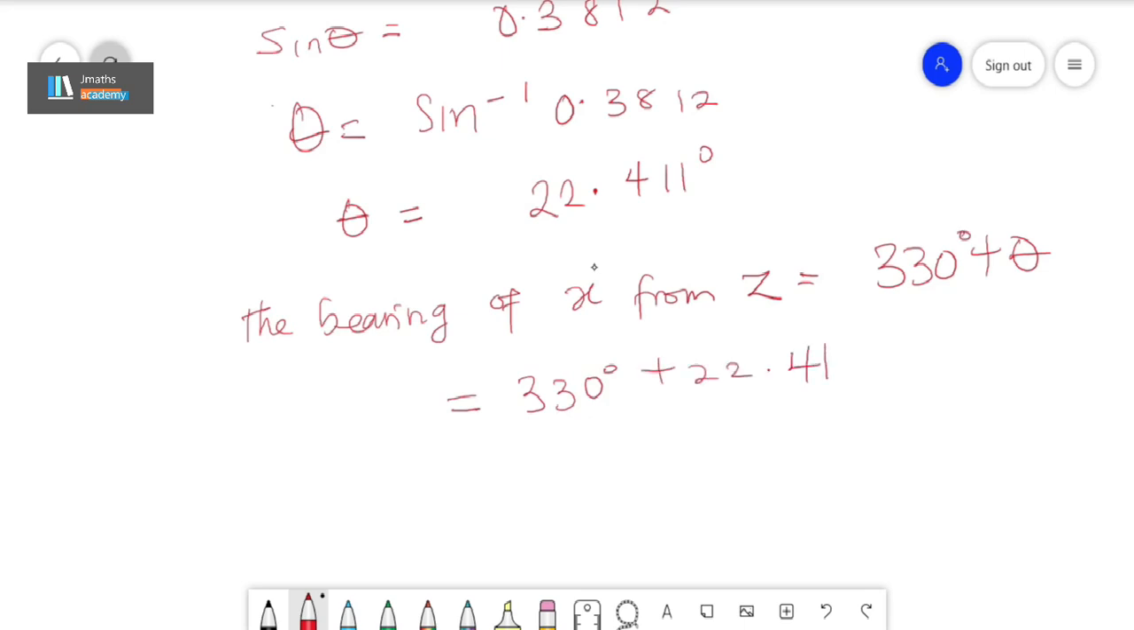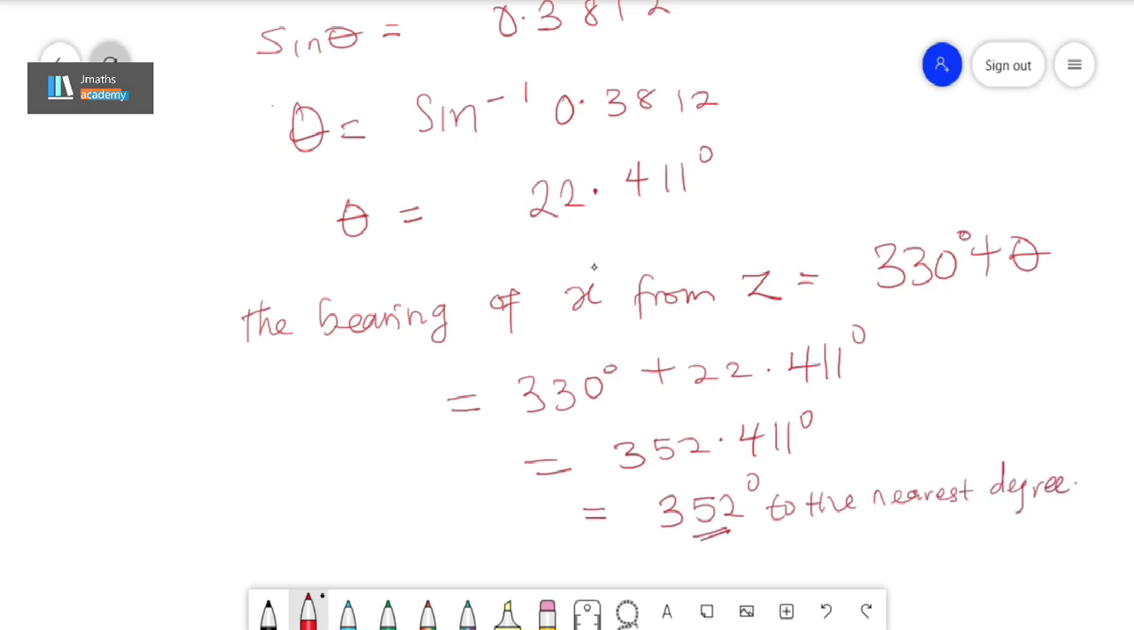plus 22.411 degrees. So we have 352.411 degrees. So we're asked to leave our answer to the nearest degree. So this is equal to 352 degrees to the nearest degree. Now this is our answer, and we are not done yet.